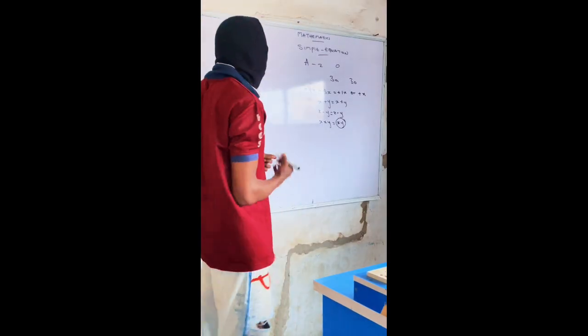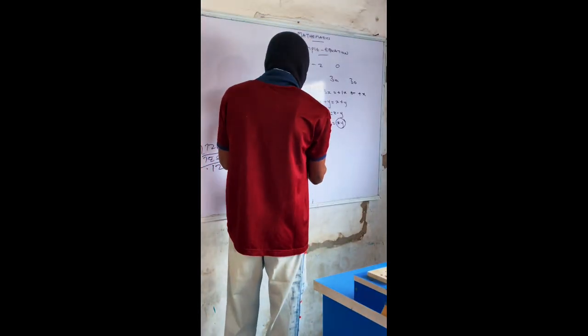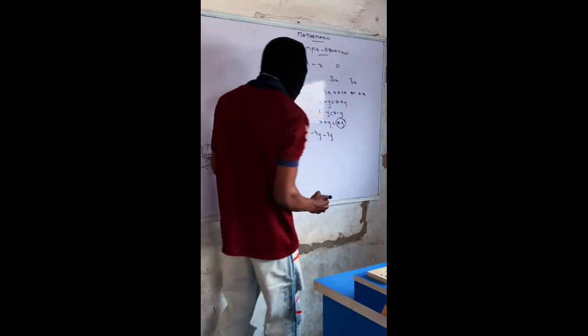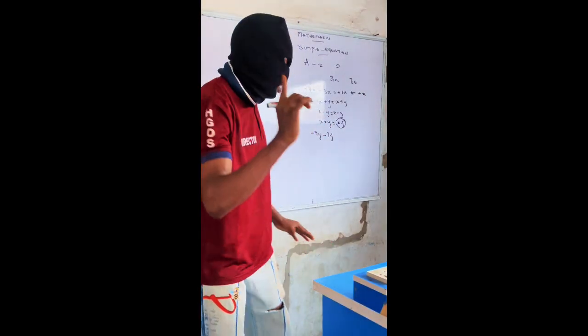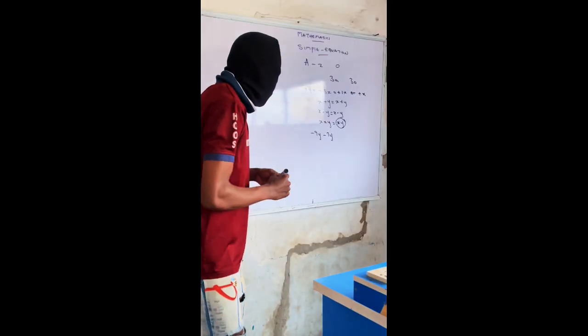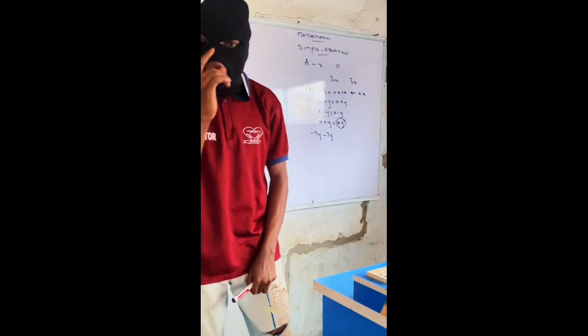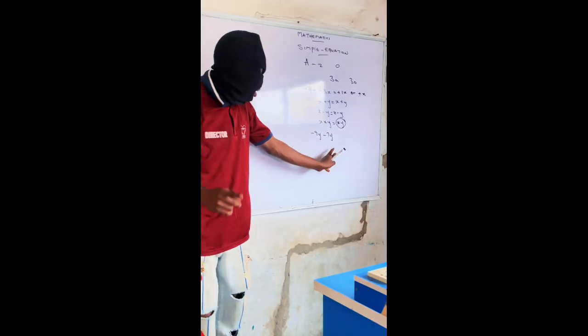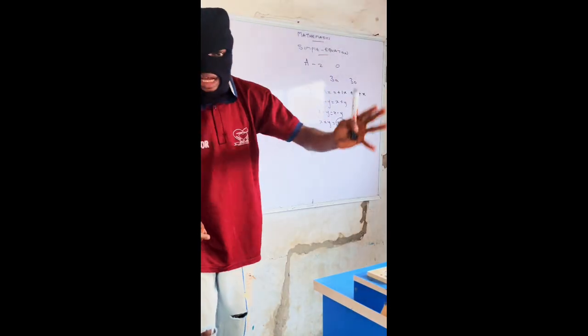Now you can have a question like this. Let's say you have minus 9y minus 7y. Now look at this. First thing you should look at is if the letters or the variables are the same. This 9 has y, 7 also has what? It has y.